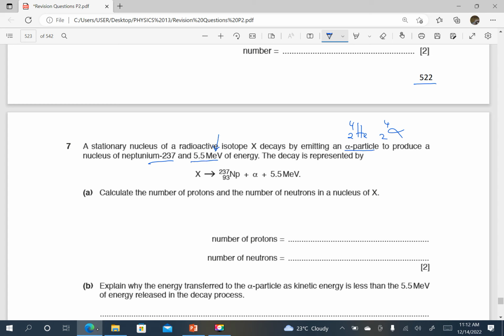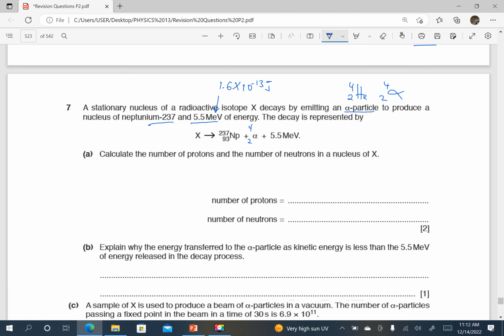Remember, mega electron volt is a unit for energy in A level, not in AS, but for now we shall just know. We know that 1 mega electron volt is 1.6 times 10 power negative 13 if you try to change to joules. The decay is represented by X equals to that, plus an alpha particle, which is 4 2, plus 5.5 mega electron volts. Calculate the number of protons and the number of neutrons in a nucleus of X.